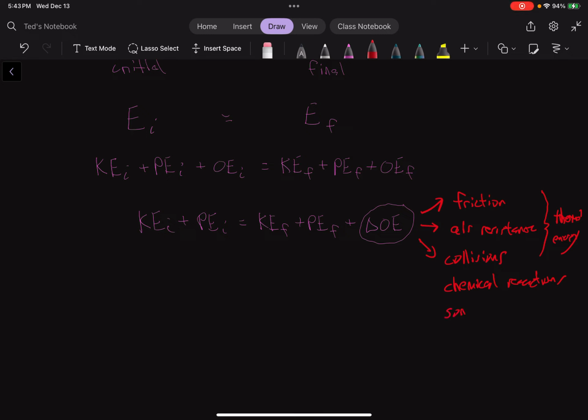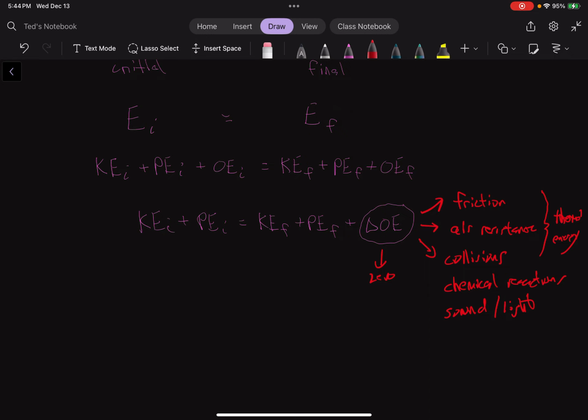Sound or light require energy. So if you produce sound or light, that's going to be other kinds of energy. So there are lots of other kinds of energy, but in certain problems where there's no friction, no air resistance, no collision, no chemical reactions, no sound or light produced, then this term could be zero, and if that term is zero, then these problems become relatively straightforward and easy to solve.